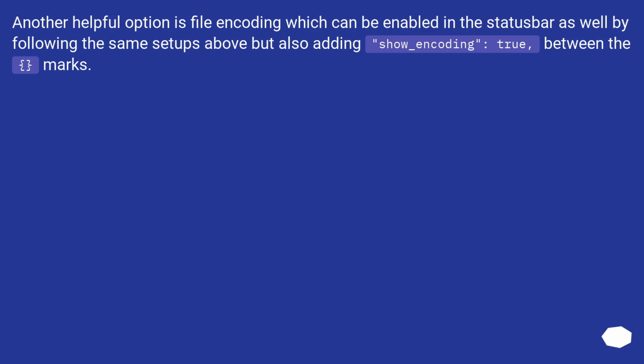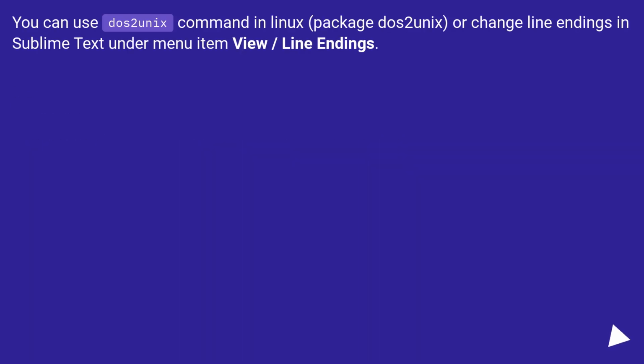Another helpful option is file encoding, which can be enabled in the status bar as well by following the same steps above, but also adding "show_encoding": true between the brackets. You can use the dos2unix command in Linux, package dos2unix, or change line endings in Sublime Text under menu item View > Line Endings.